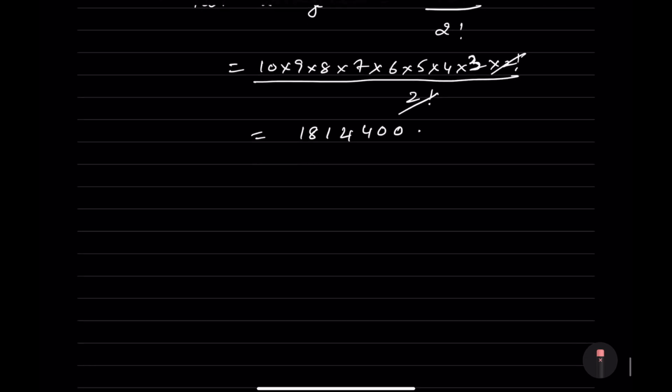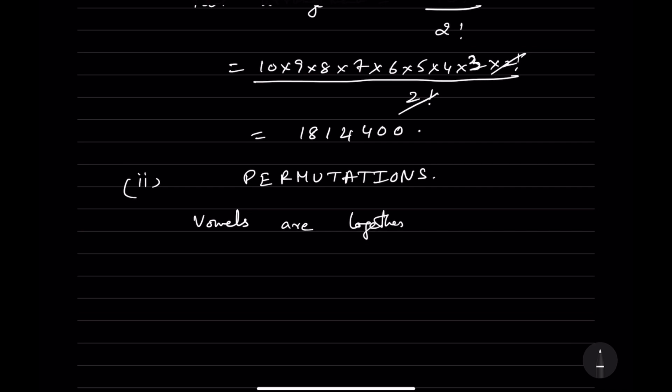Now the second one is, again consider the word permutations. Here, what are all the vowels? You have to take the vowels together, wherever they are. So now here you are having 1, 2, 3, 4, 5, 6, 7, 8, 9, 10, 11, 12.